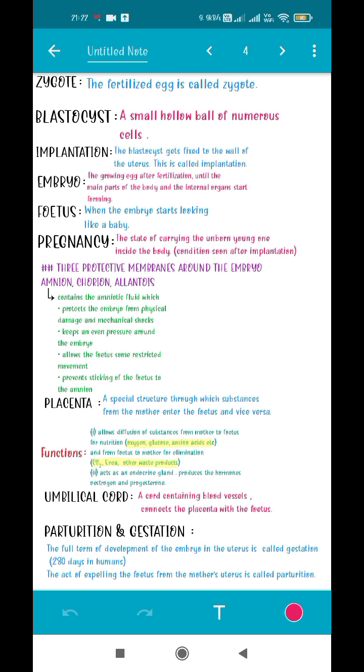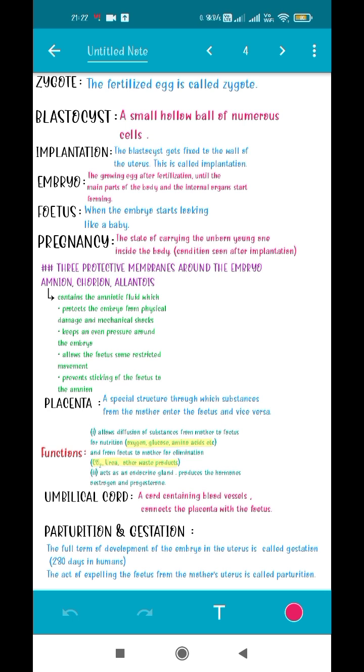Next is the blastocyst, a small hollow ball of numerous cells. So as soon as the zygote is formed, it starts dividing rapidly and it forms a small hollow ball of a large number of cells. It is known as blastocyst. Now what is implantation? The blastocyst gets fixed to the wall of the uterus. This is known as implantation. Like we just saw how the blastocyst gets fixed into the wall of the uterus, this process of fixing is known as implantation. It creates the effect called pregnancy.